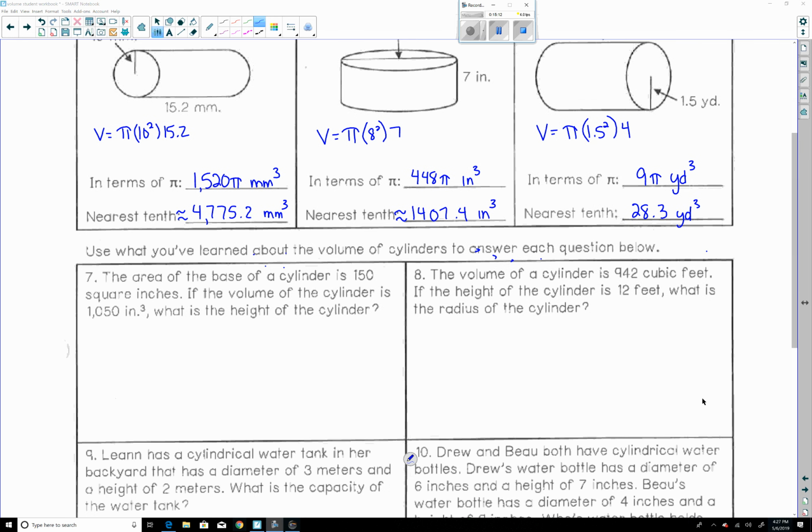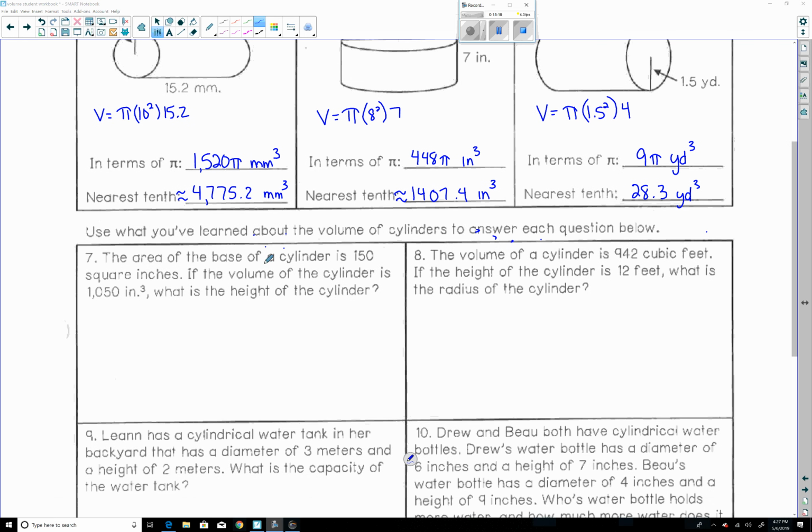Okay, so use what you've learned about the volume of cylinders to answer each question below. The area of the base of a cylinder is 150 square inches. If the volume of the cylinder is 1,050 inches cubed, what is the height of the cylinder? So what I'm going to suggest is that you use the formula that we've been using and plug in what you know, solve for what you don't know.